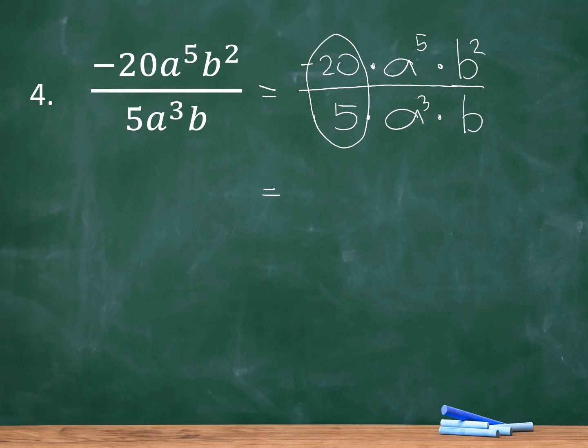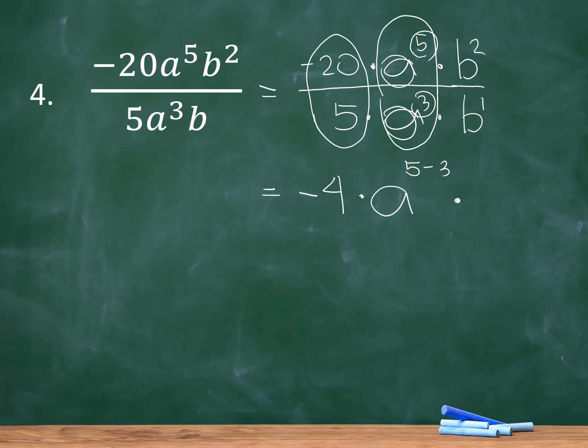Negative 20 divided by 5 is negative 4. So let's write it here, negative 4 times a to the power of 5 divided by a cubed. We copy the common base a, and then we subtract their exponents. 5 minus 3. Let's write it here, 5 minus 3 times. So remember, the b in the denominator has an imaginary 1 as an exponent. So let's deal with the variable b. Copy the common base b, and then we subtract their exponents. 2 minus 1.